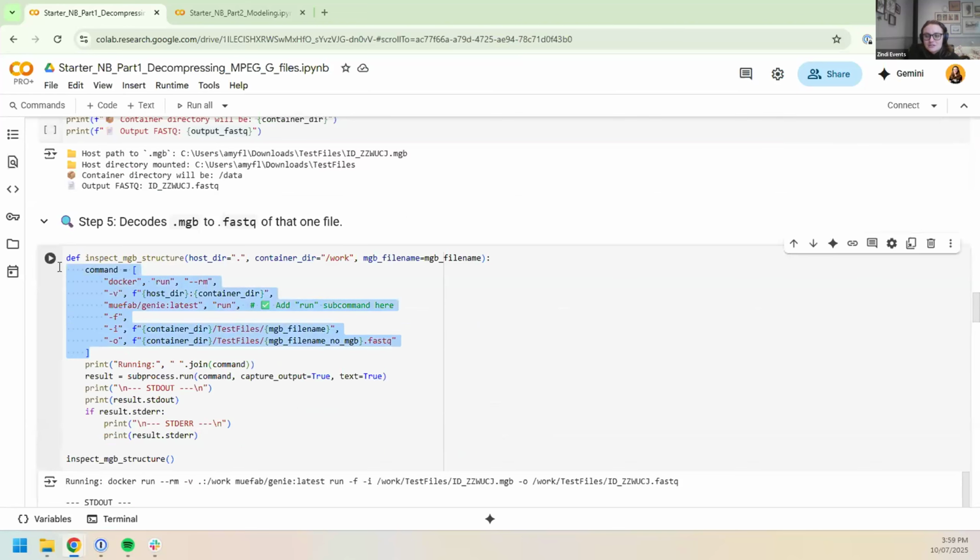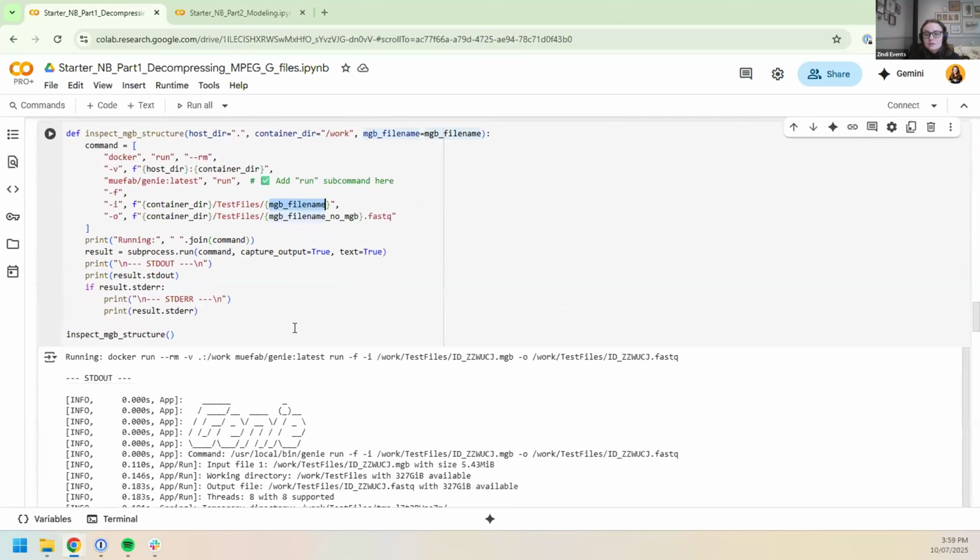This command over here is exactly what Jan showed us earlier on his slides. I've just broken it down into a couple more lines so that we can see where our container directory is, where our file name, which is IDZZ, goes to. And then we inspect our structure.